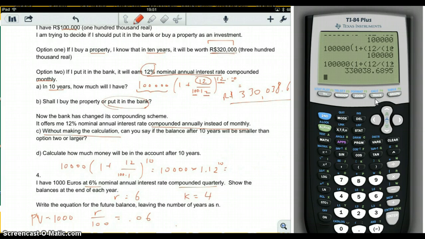Now the bank has changed its compounding scheme. It offers me 12% nominal annual interest rate compounded annually instead of monthly. Okay, without making the calculation, can you say if the balance after 10 years will be smaller than option 2 or larger? Remember option 2 is compounded monthly, and now they're going to have the same interest rate, but it's going to be compounded annually. Well, remember, the more often you compound, the higher the interest rate actually becomes. The effective interest rate is slightly higher, if you remember from the exploration. So without making the calculation, I can say that the balance after 10 years will be larger, or no wait, will be smaller, because now I'm compounding annually. I'm compounding less often, so it's going to be smaller.